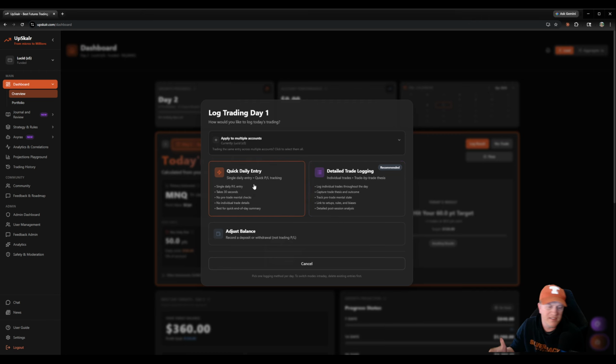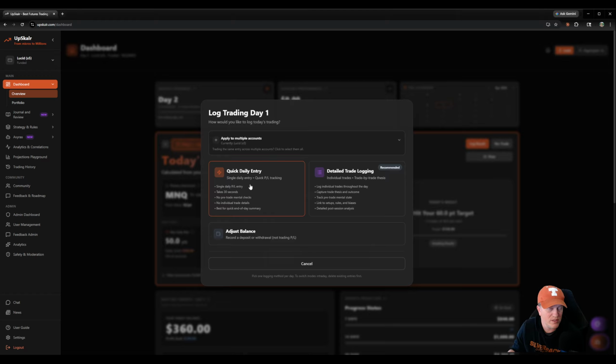And let me just give you some scenarios for this. So maybe you're using UpSkalr primarily for the journaling, right? So you want to log your pre-market, your post-market, kind of thoughts, the trading plan for the day, how you reacted to certain situations. You're just using it mostly for the journaling part. You may want to just do a quick daily entry. This is where you just enter your total P&L for the day, whether wins or losses.